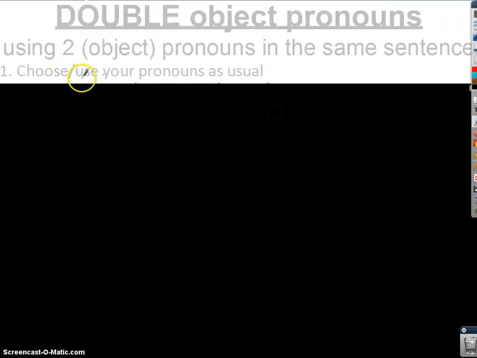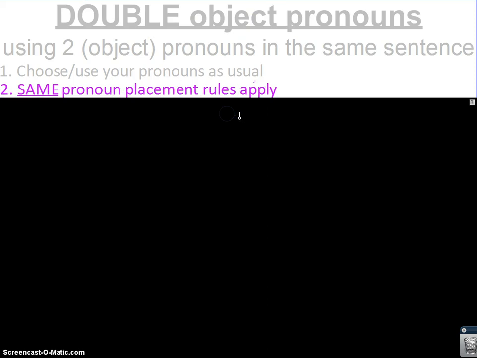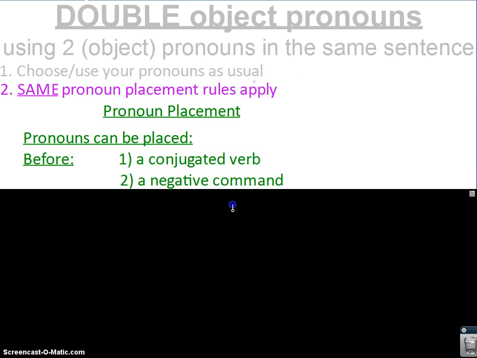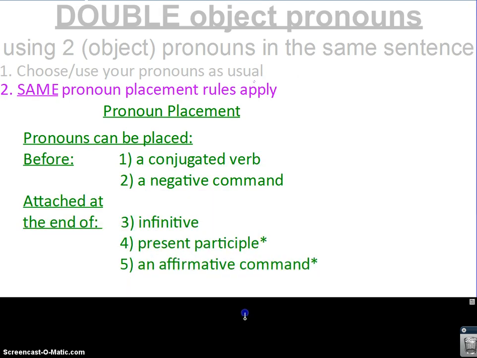So step 1 is choose, use your pronouns as usual. You already have that in your notes. Step 2, same pronoun placement rules apply. Yes, you probably already have this information somewhere else. Fine, you should probably write it down again so you have it all nice and handy. Where do pronouns go in a sentence? Before a conjugated verb or a negative command, attached at the end of an infinitive, a present participle, or an affirmative command. What are these stars here for?